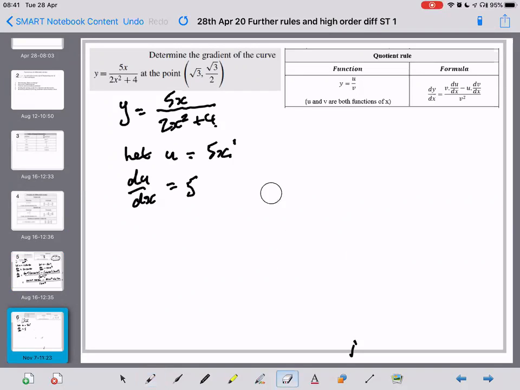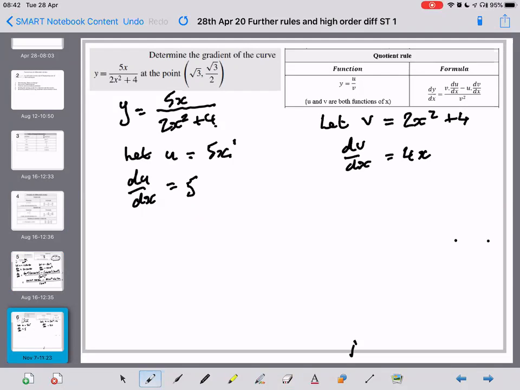On the other side, let v equal 2x squared plus 4. dv by dx equals, so if we differentiate this, 2 comes down, multiply 4, x to the 1, and then when we differentiate constants, they just disappear. So dv by dx is 4x.